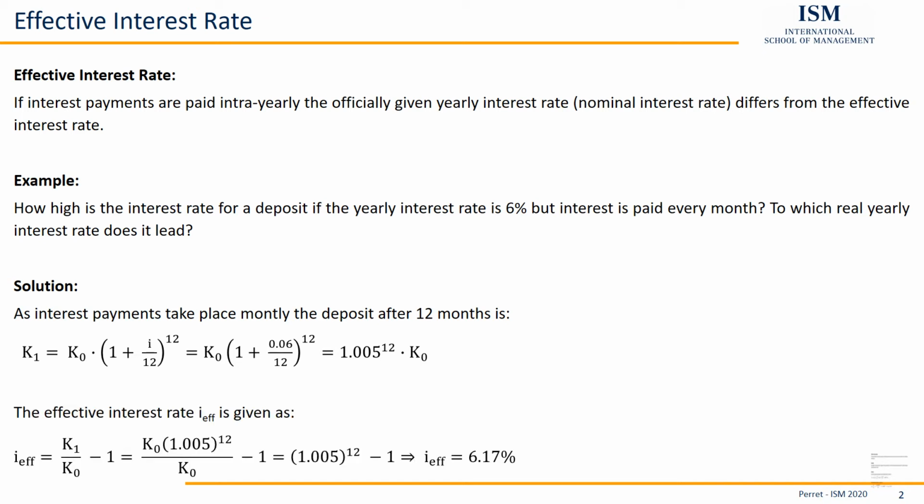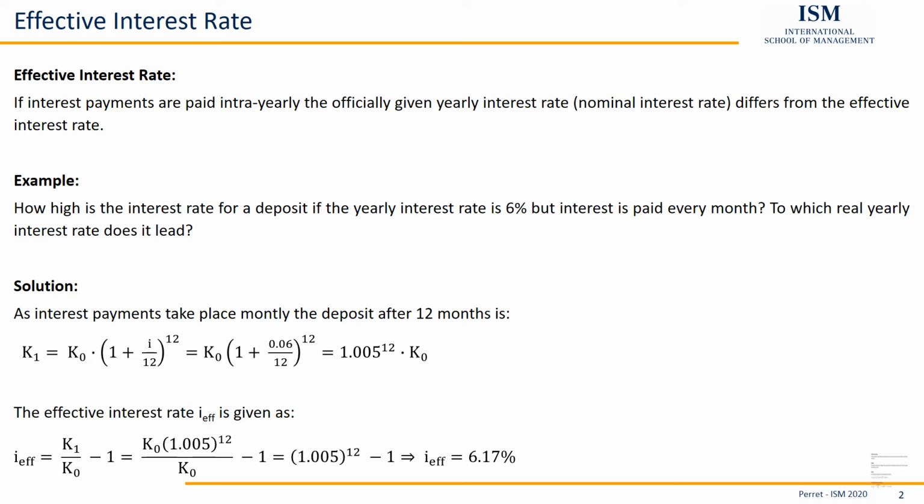For this, we're going to take it and just subtract 1 from it, giving us a value of 0.0617 or 6.17%. So the effective interest rate here is not 6%, that's the nominal one. The effective one is 6.17%. So in this case, the effective one is always larger than the nominal one.